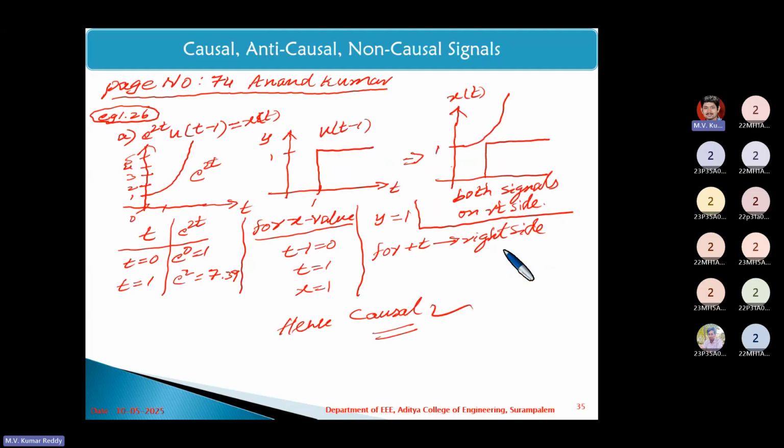These are the important topics: causal, anti-causal, non-causal. One important topic. Another important topic is periodic, aperiodic. Periodic and aperiodic లో continuous చూసాం. Next discrete చూసాం.